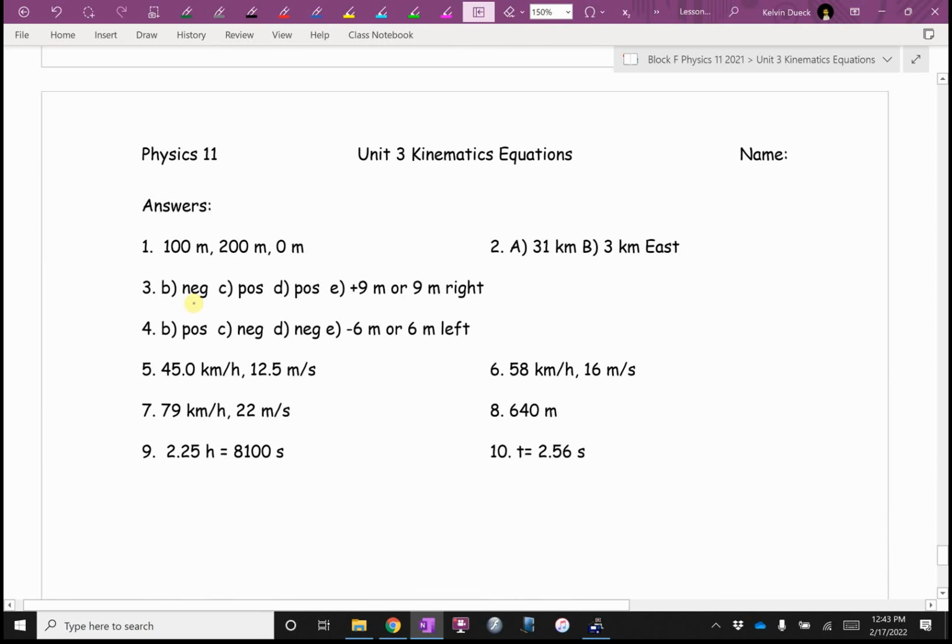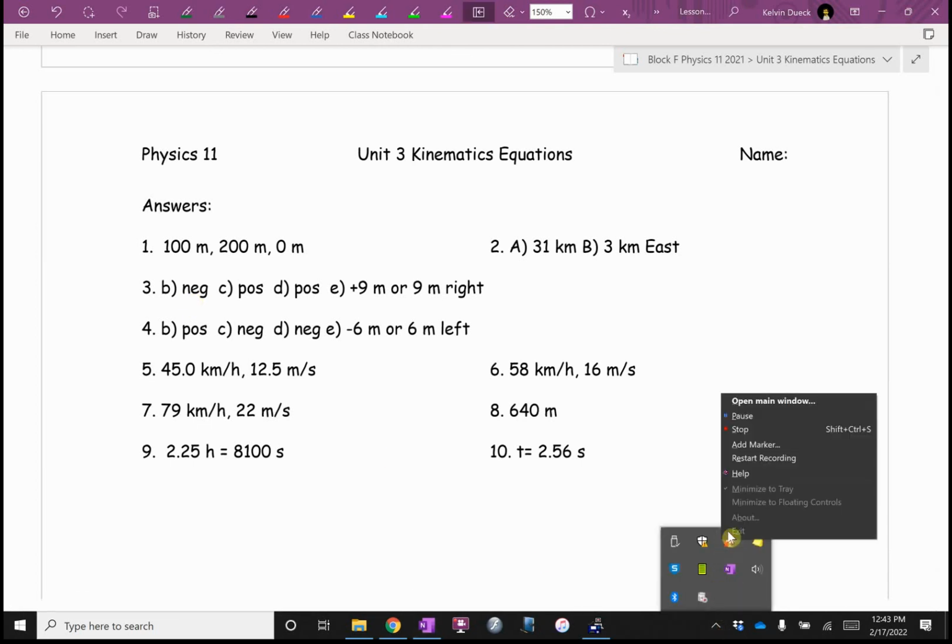So that brings us to the end of the lesson. And now we're going to move on to a little activity. You'll have the rest of class to work on the activity and work on the lesson, but let me hit pause.